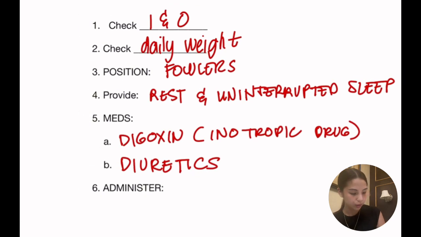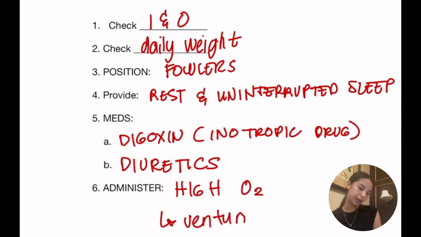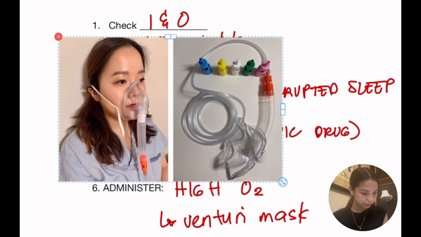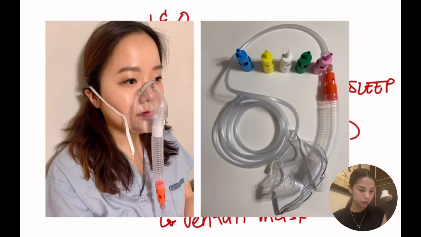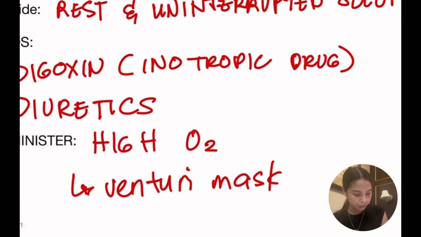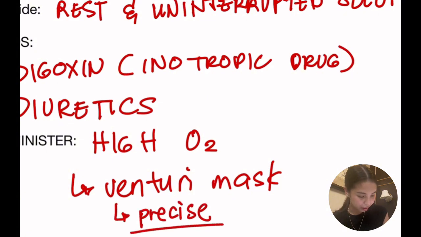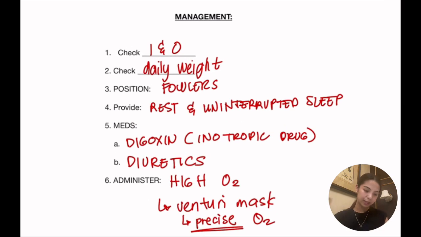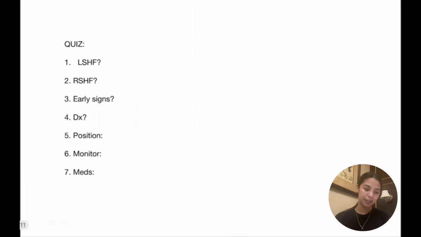Okay, we also want to administer high flow oxygen. We usually use the Venturi mask. What is the Venturi mask? It looks like this. Okay. That is the Venturi mask. And why do we use the Venturi mask? Because it is the one that delivers the most precise O2. Okay? So that's what I want you guys to remember in the management.